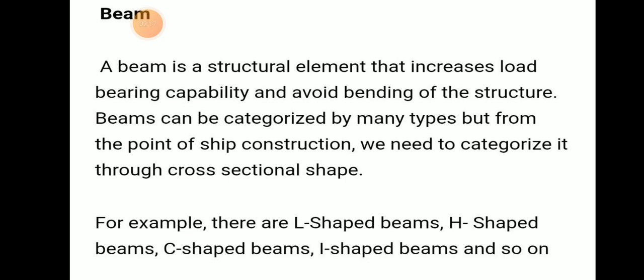So a beam is a structural element with increased load bearing capacity, so it can avoid bending stress of the structure, and it is categorized mainly, from the point of view of ship construction, on the basis of cross sectional shape. So they are L-shaped, H-shaped, C-shaped and I-shaped beams.